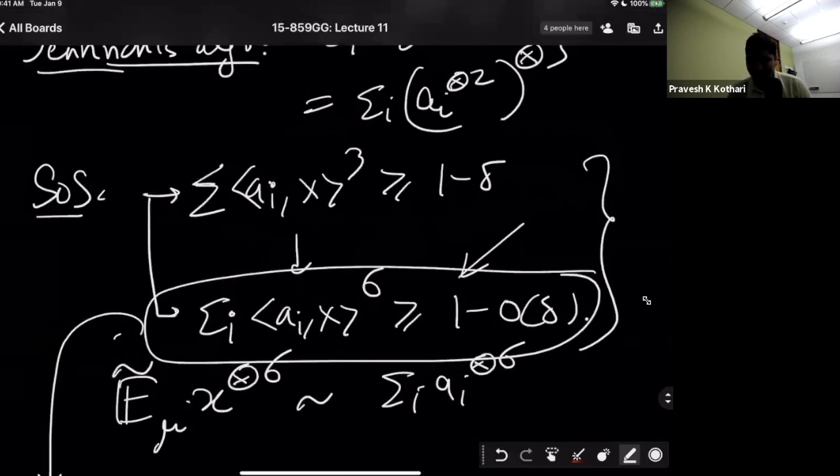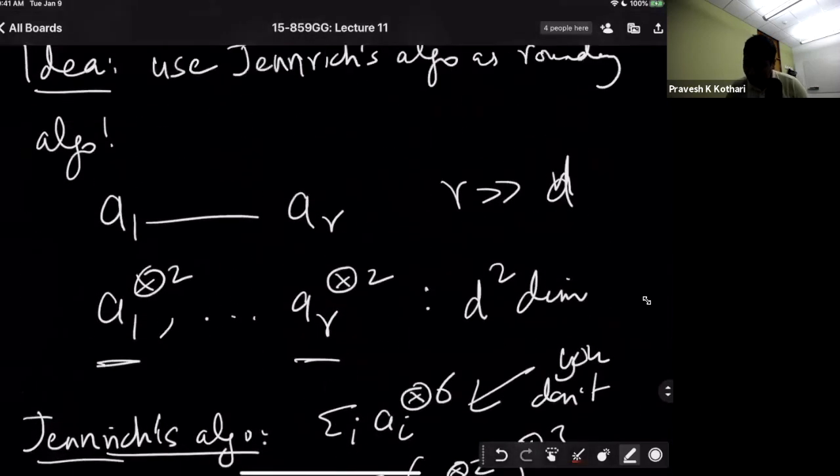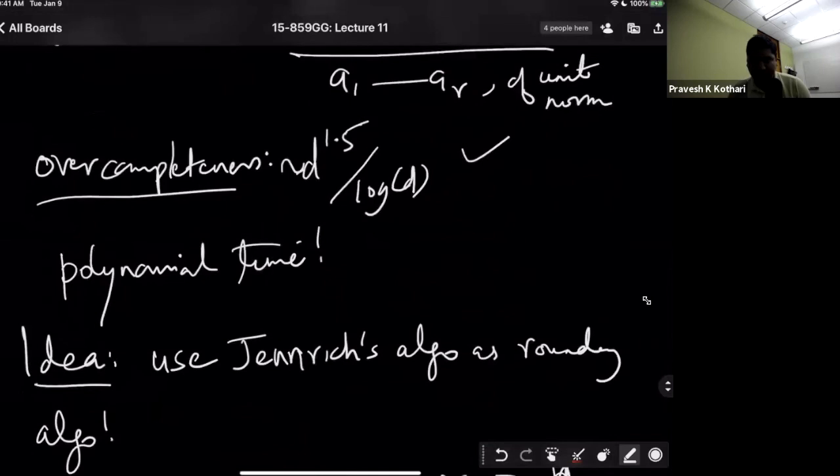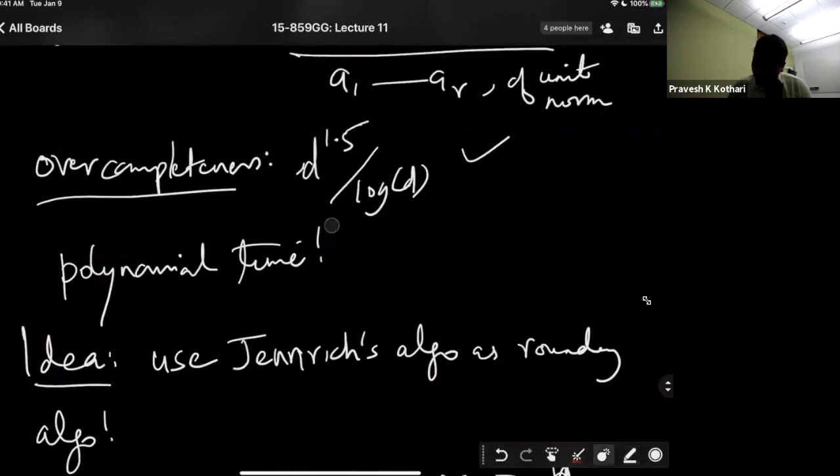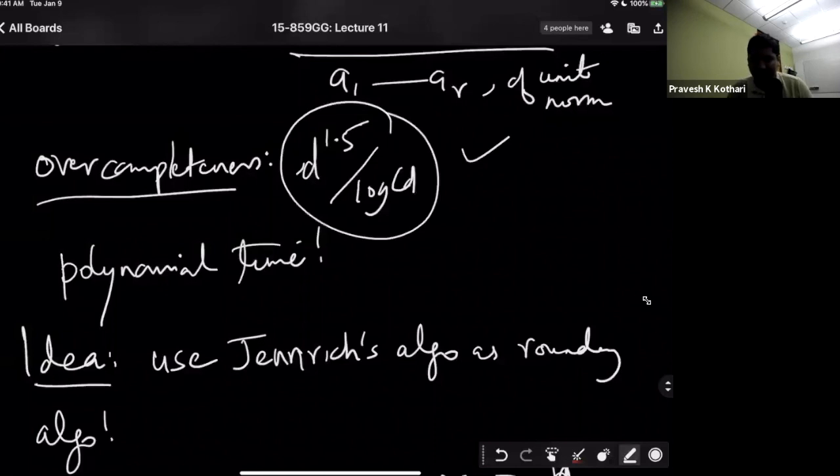Okay. So this is the way, by the way, that this d to the 1.5 algorithm comes about. This polynomial time algorithm handles d to the 1.5 over log d vectors, when they are random or smoothed or whatever.